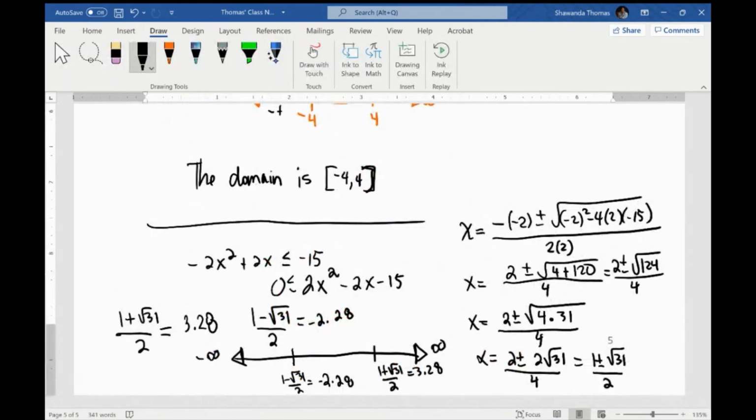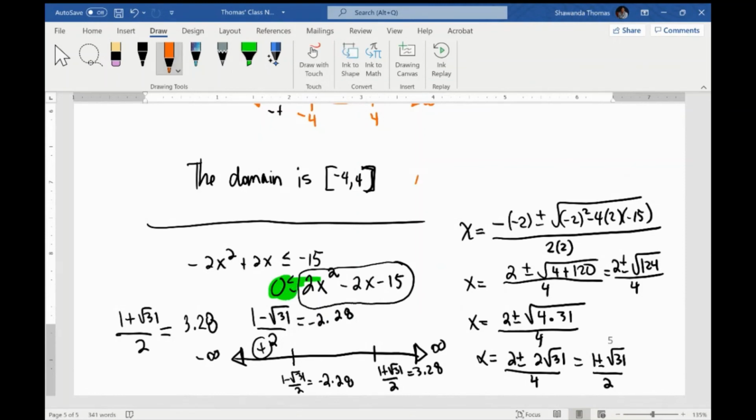Everybody plug it in right quick. Plug in, you said negative 3 is what you'll use. Plug it in, and let's see what we get. 2 times negative 3 squared minus 2 times negative 3 minus 15. Is that a negative number or a positive number? I got a positive. Right. And that's what we want, because what this means right here is numbers that are greater than or equal to 0. You get what I'm saying?